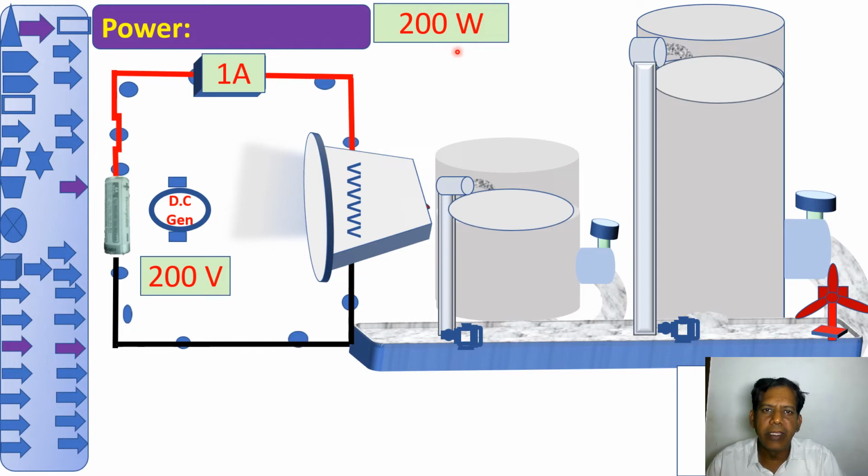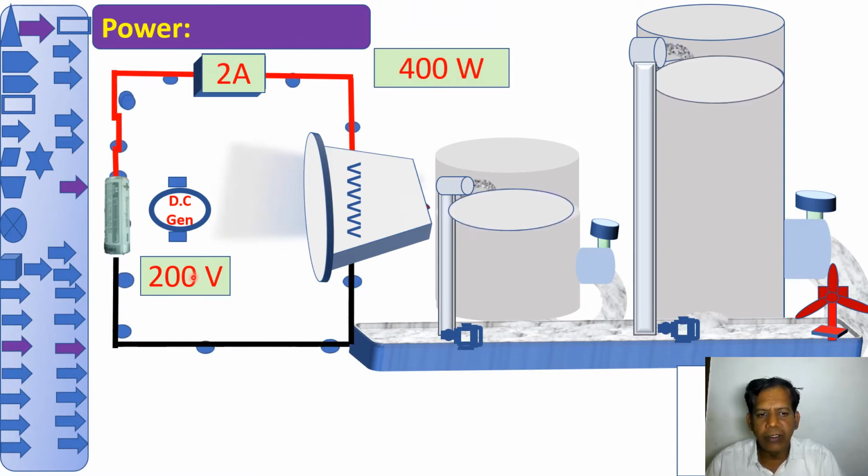Suppose if I replace this lamp with a 400 watt, then what will happen? Then the current flow will be 2 amps, and the voltage applied across this lamp is 200 volt and the current flow through this lamp is 2 amps, 200 volt into 2 amps equal to 400 watt.